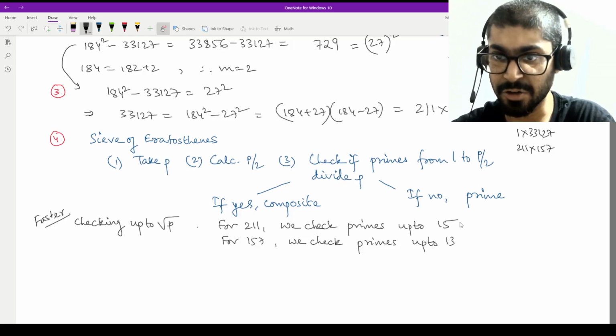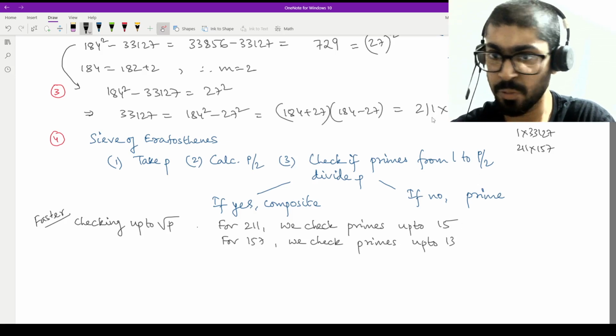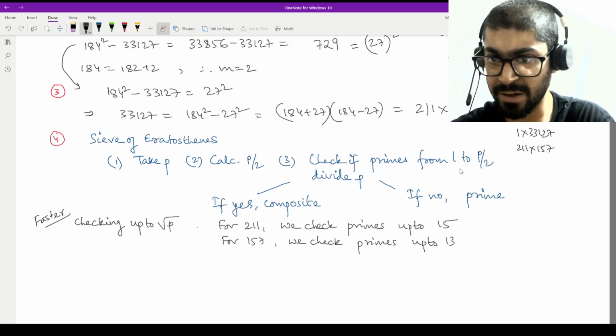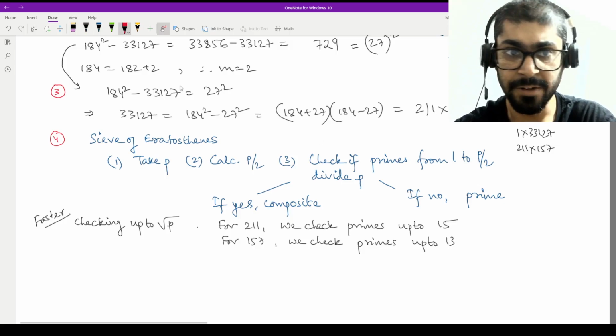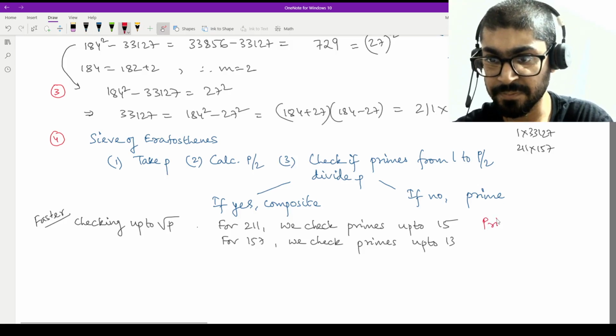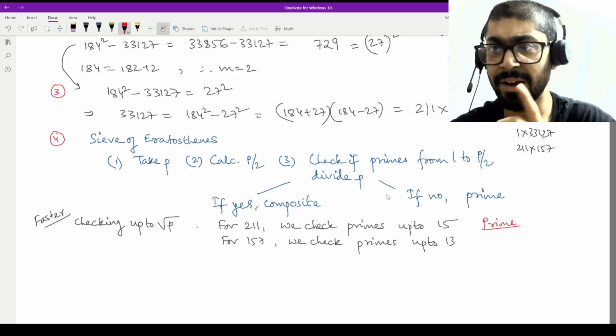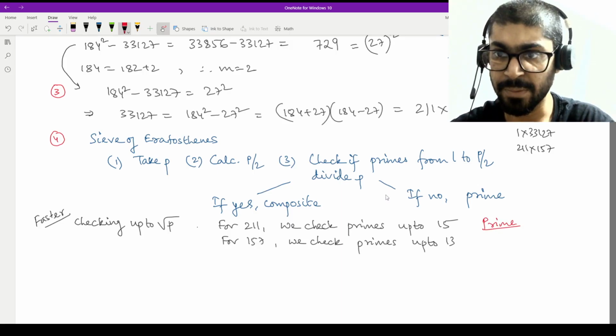2, obviously it's not going to divide. 3, no, because sum won't work. 5, no. 7, 3 sevens are 21, no. 210 is divisible by 7, 211 is not. 11, no, because 11 ones are 11 and 101 is not divisible by 11. 13, 81, no, 81 is not divisible by 13. So prime, right? Prime.